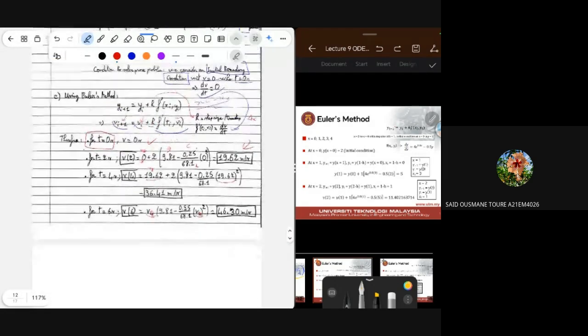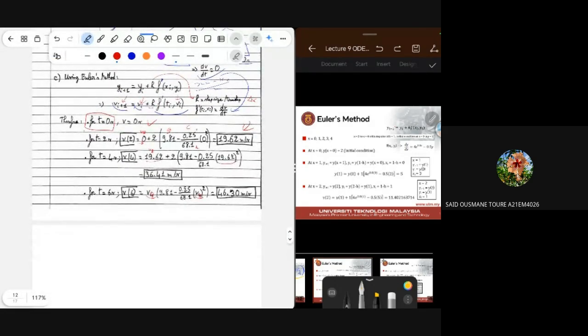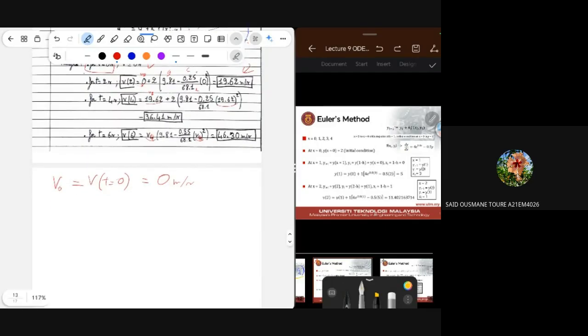Okay. So here you have V0 equals V at T equals 0. Is it clear? Or do we use the calculated V from the previous period? Yes, exactly. Now you understand.